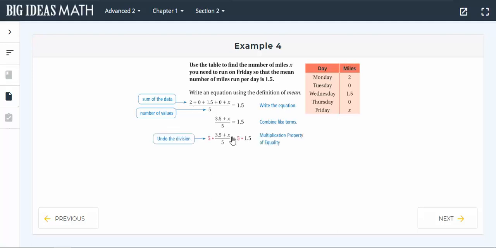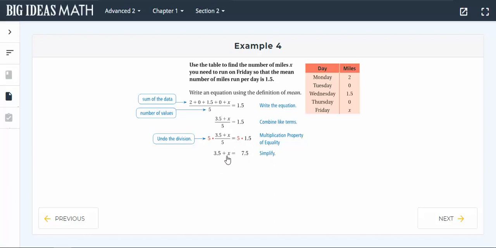The next thing that you're going to do is undo the division. So by multiplying by 5, that's like 5 over 1, and then multiply by 5 over here, your 5's would cancel out. Remember, you can do a top and a bottom when you're multiplying and cancel them out. So I'm left with just the top here, 3.5 plus x, and then multiply this out, 7.5.